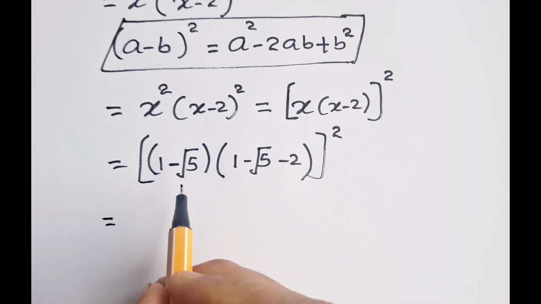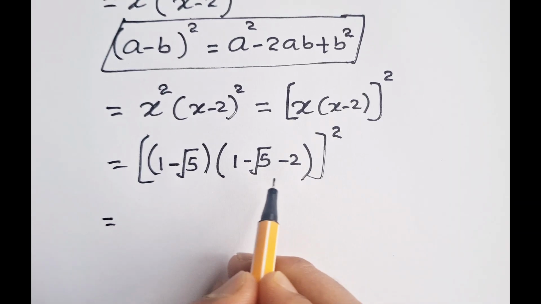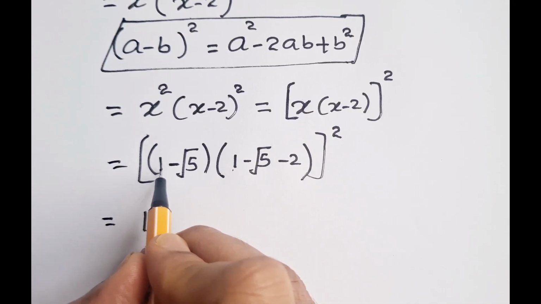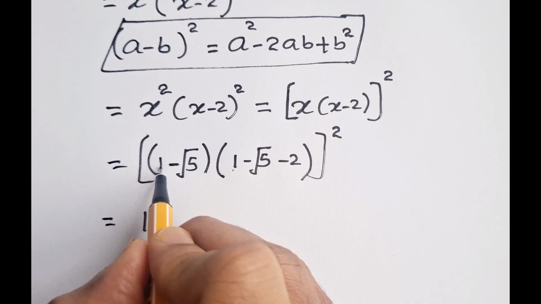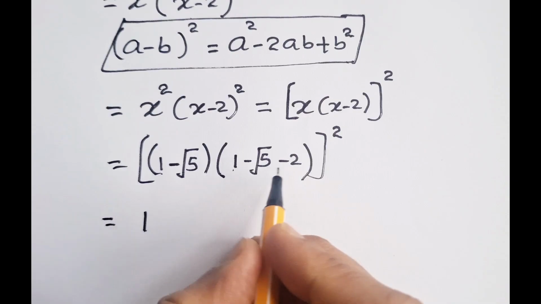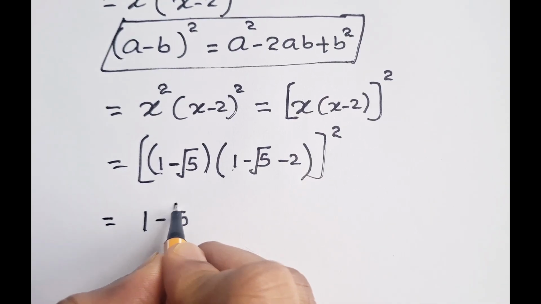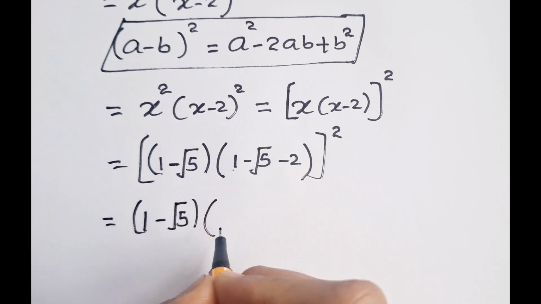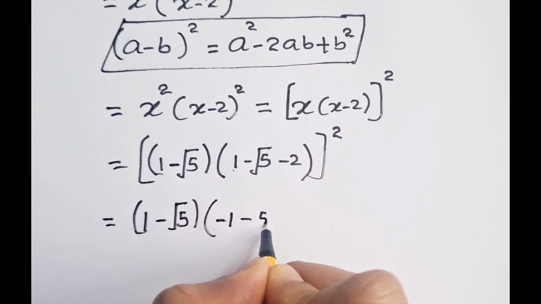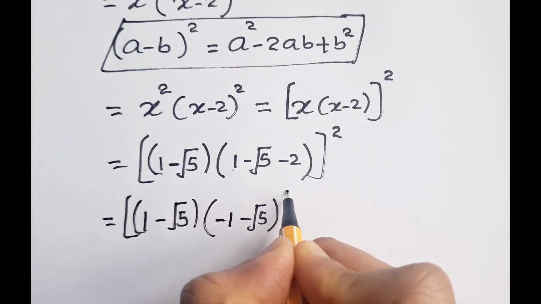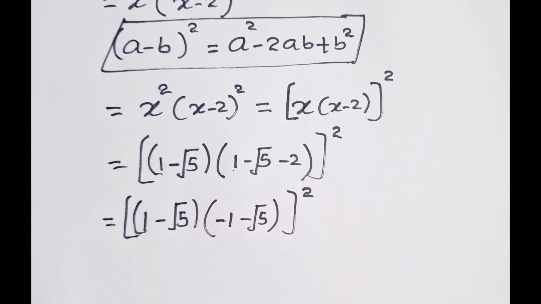Now I'm going to simplify inside this one. 1 times 1, 1. So now I can simplify this one further. (1 minus square root of 5) times (1 minus 2 minus 1 minus square root 5)... to the power 2.